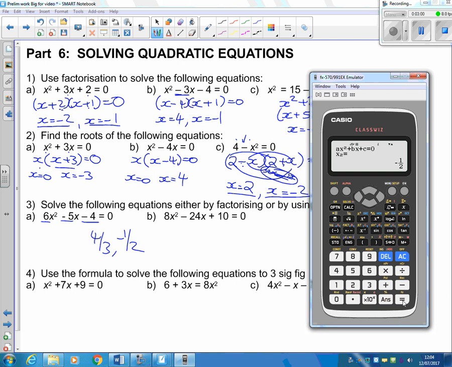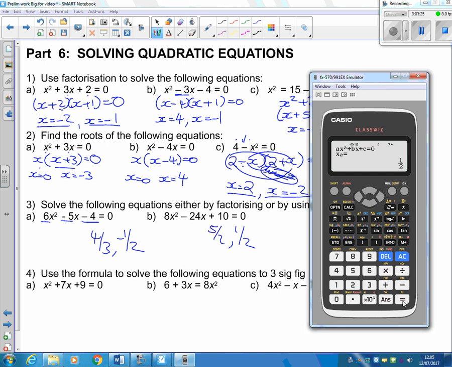We can do the same with this one here now then. Oh, it also gives you the minimum point. That's the new calculator there, gives you that. This one here, I'm going to put the 8, a minus 24, and a 10 into the quadratic solver, and it tells me that I've got answers of 5/2 and a half. Sometimes you can factorise, sometimes you can use the calculator.